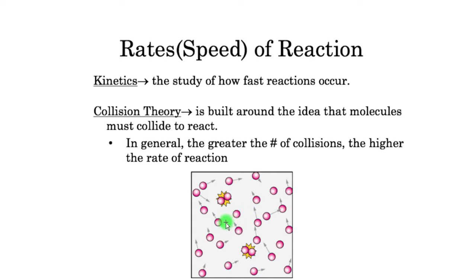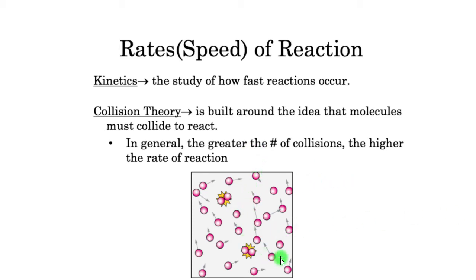So whenever you're answering questions about chemical kinetics, when it says, why does the reaction do this? Why does the reaction do that? Why is it speeding up? You want to mention something about the collisions increasing. And there's a number of ways that we can get these collisions to increase.